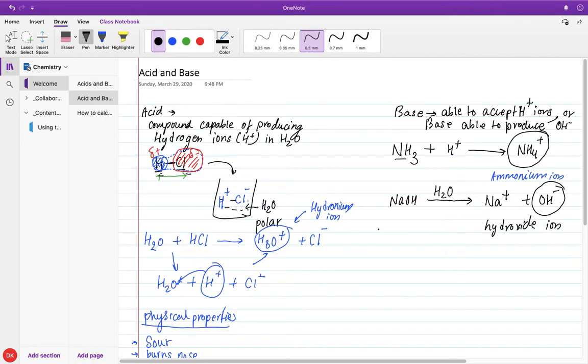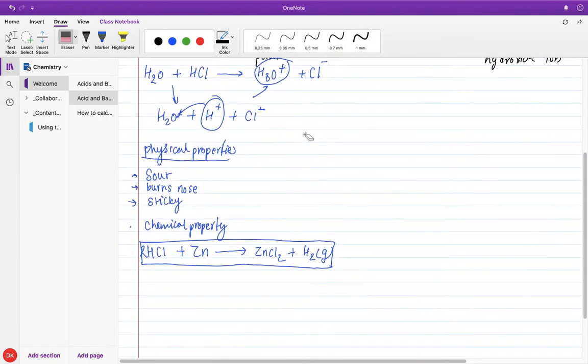So here, either they're going to accept hydrogen ions or they're going to produce hydroxide ions. Basically, acids and bases are opposite of each other. All right, let's look at physical properties. Let me write that all the way down here so that it's on the same line.